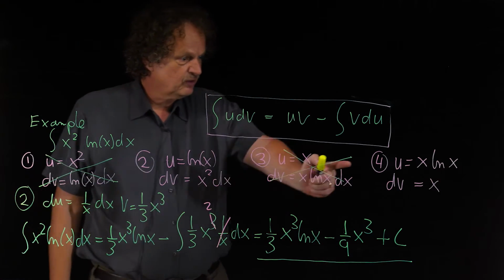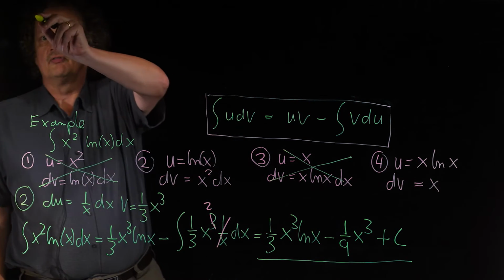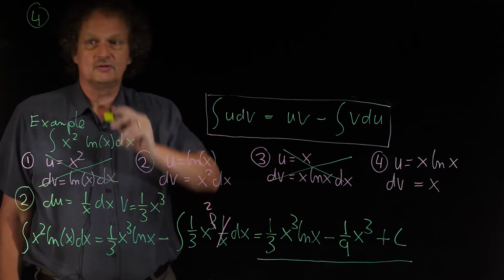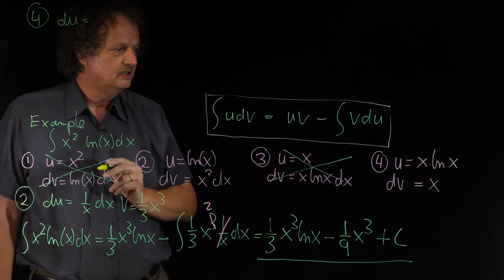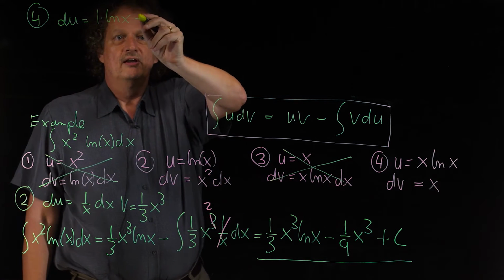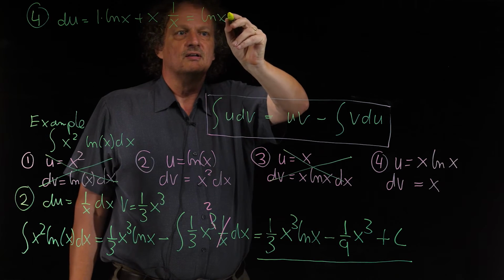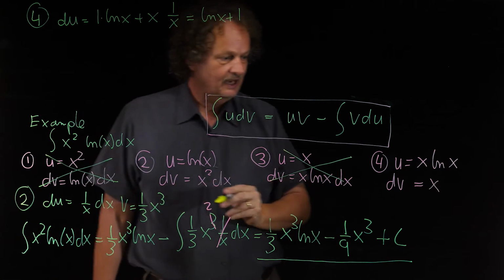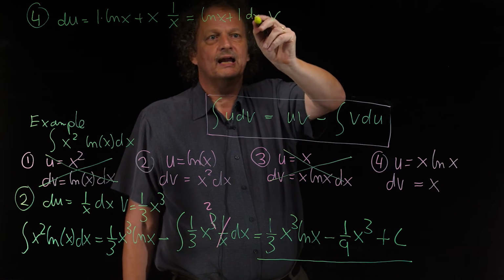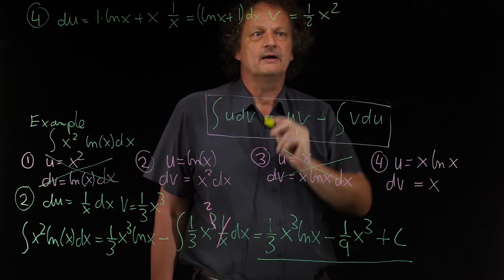So next I want to pursue number 4 because the antiderivative there is also easy to compute. So here is 4. So we take the derivative of u, that's a product, so we need to use the product rule. So du is equal to derivative of x is 1 times ln x, and then plus x times the derivative of ln x, which is 1 over x, and this is ln x plus 1. Now, the antiderivative of x is easy to compute, so v, well, I should have put here a dx, and so v is equal to 1/2 x squared.